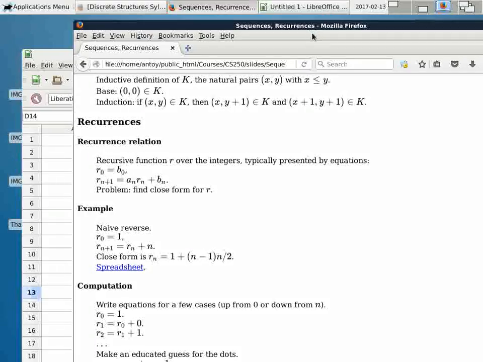The technique is similar to the summations. So let me write here because I need to look at both at the same time. Here I have R sub 0 is 1, R sub n plus 1 is R sub n plus n. Yeah?